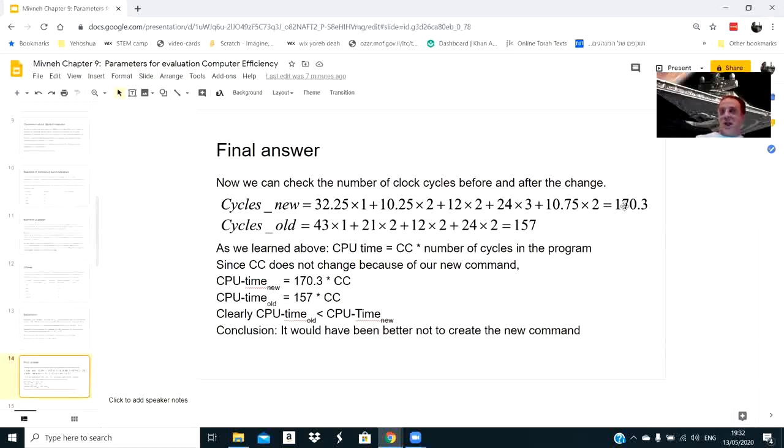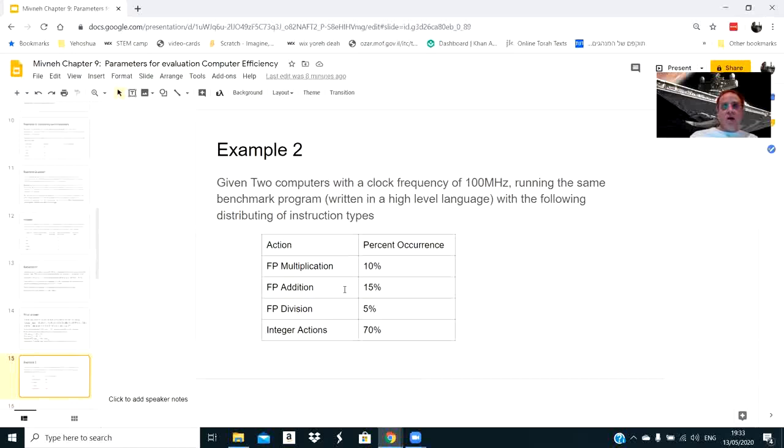But I just did one last step, which is I multiplied the 170 by the clock cycle length, because the clock cycle length, if it would change, could have an effect here. Maybe the clock cycle got shorter in the new computer. If this number is instead of a millionth of a second, a billionth of a second, then the new computer is better, even though it has more cycles. So that's why he added that in. In this case, he said that CC doesn't change, so I can remove it from the equation. Okay, we'll stop there.